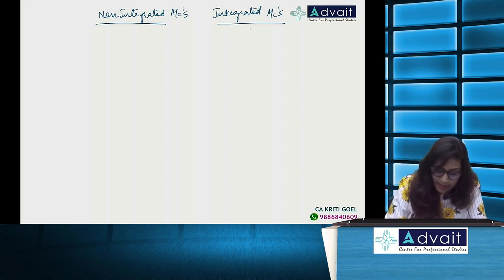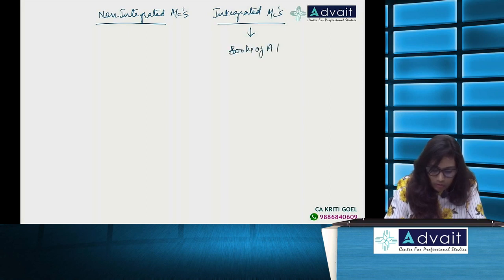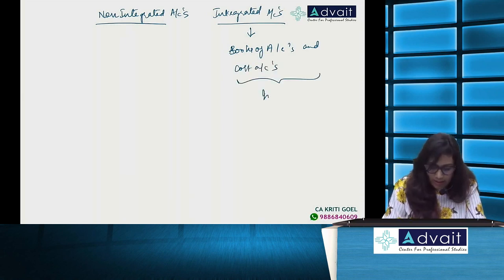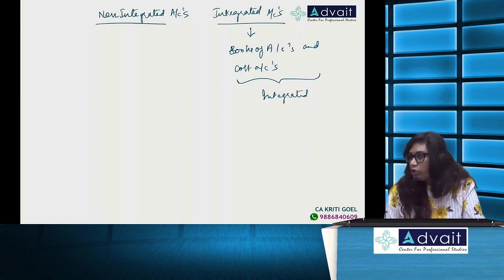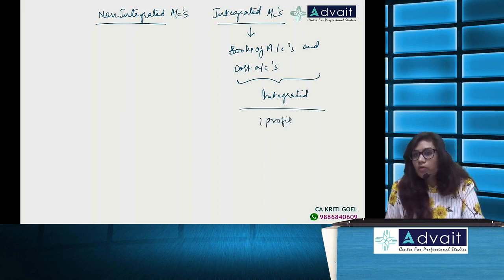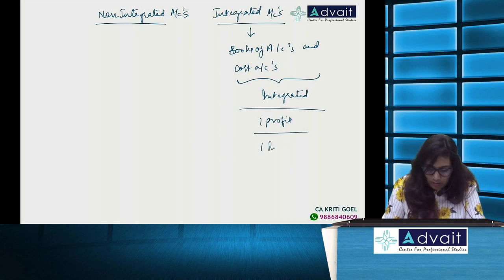So integrated accounts is when your books of accounts and cost accounts both are integrated. So if both will be integrated, what will happen? There will be one profit. Correct? There will also be one balance sheet.